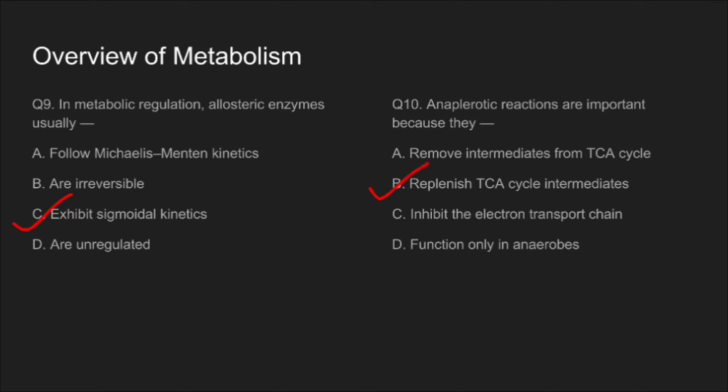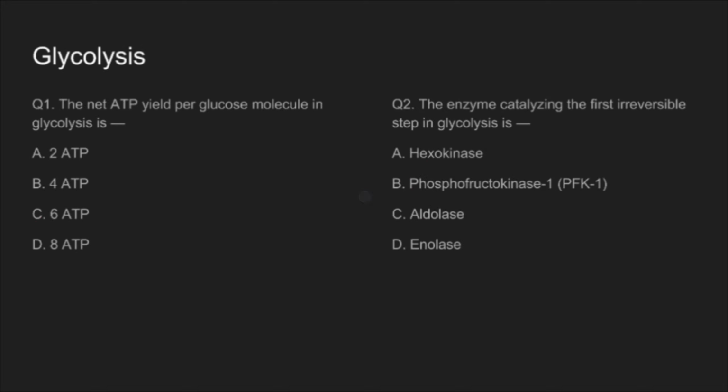Okay, so that was all for your overview of metabolism. Now we have the glycolysis topic. First question. The net ATP yield per glucose molecule in glycolysis is? Your options are A, 2 ATP, B, 4 ATP, C, 6 ATP, D, 8 ATP. So the correct answer is 2 ATP. It's usually 2 to 2.5 ATPs.